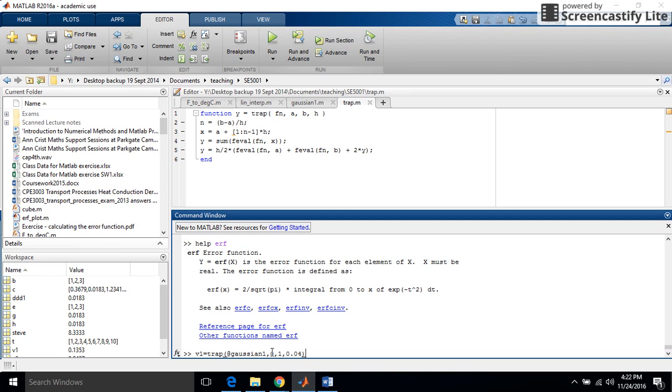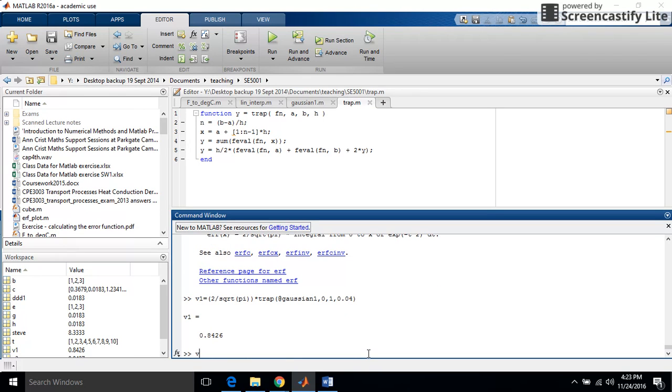Using a width of 0.04, that will give me the area under the curve. I just need to then multiply that by 2 divided by the square root of pi, and that should give me the error function. Okay, so if I type here, that should give me the error function. Check that by comparing it with the error function directly. So there we've evaluated the error function of 1, the integral between 0 and 1. So that should be equal to erf 1.